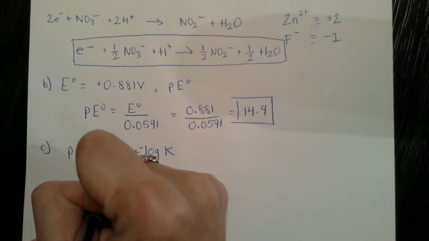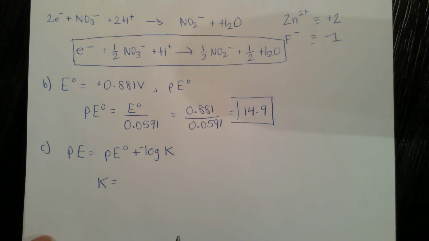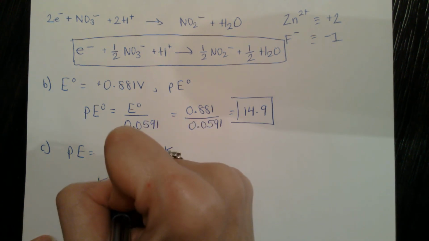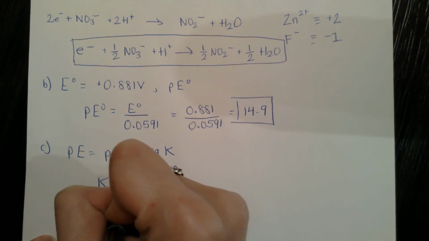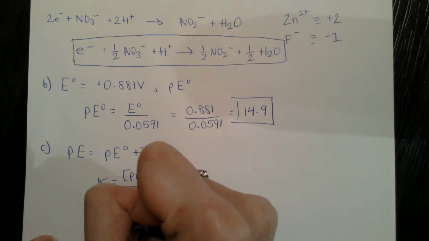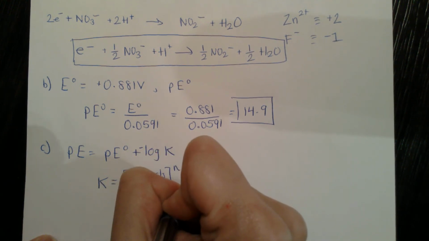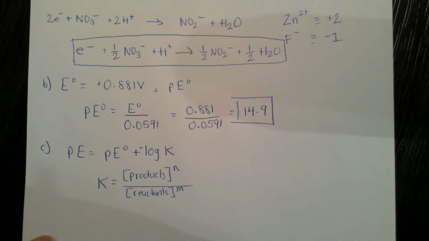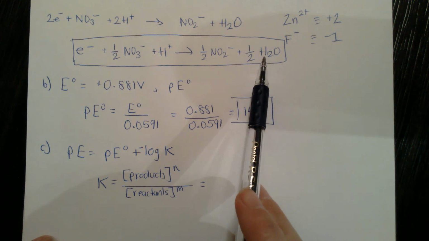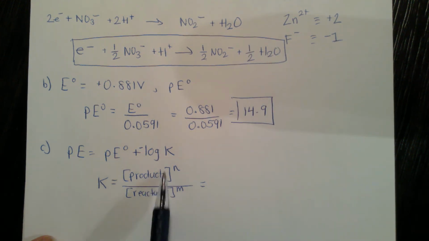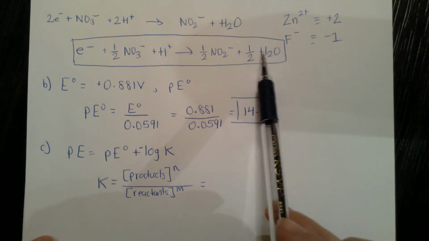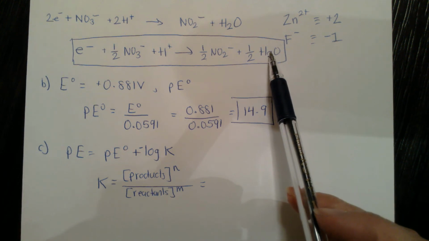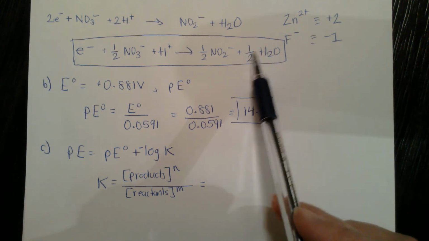Let's work on K. So K is essentially you're going to do your products raised to their coefficient, I'll call it N, divided by your reactants raised to their coefficient, we'll call it M. Okay, so for us, in our case here, let's look at our products. Water is a liquid. So in our K, solids and liquids do not appear. They don't have a concentration and they don't have a pressure. So water is not going to be involved.